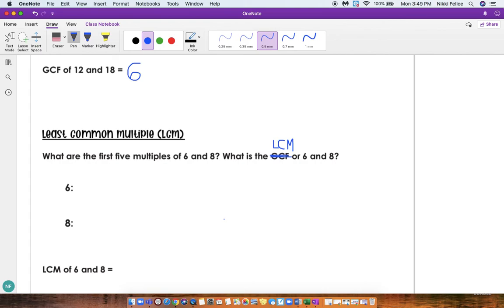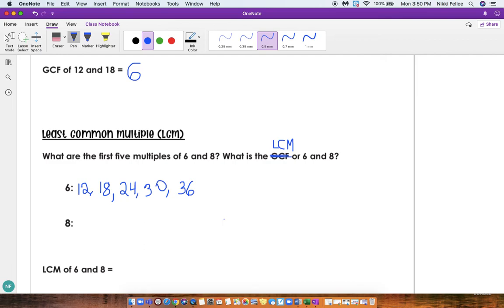So it would be like if I took 6 and I multiplied it by 2, I would have 12. If I multiplied 6 times 3, I would have 18. 6 times 4 would be 24. 6 times 5 would be 30. 6 times 6 would be 36. And we could probably stop there. I could keep going, though. I could keep going forever and ever.